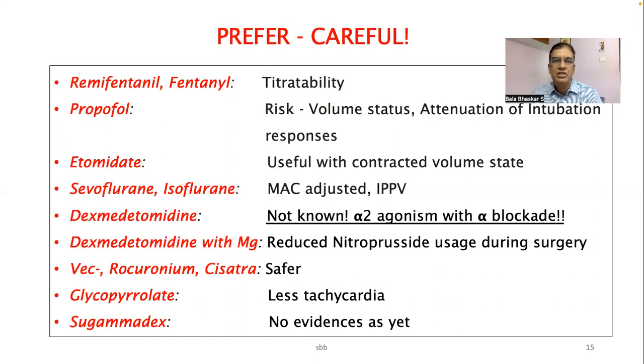We can use drugs such as remifentanil and fentanyl very well, because we can better titrate the dose to the effect, and there are favorable pharmacokinetics in these patients. Propofol we can use, but look at the volume status of the patient. It also has the benefit of attenuating the intubation response. Etomidate is very useful, especially in patients with contracted blood volume, where volume status is of concern. Sevoflurane and isoflurane can be used very well with controlled ventilation and the MAC adjusted for the individual patient.